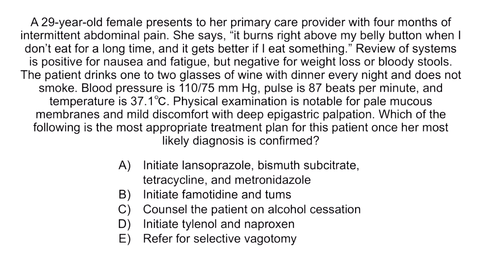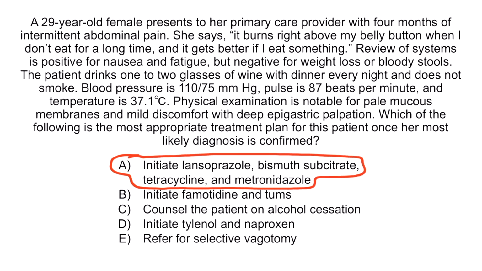Which of the following is the most appropriate treatment plan for this patient once their most likely diagnosis is confirmed? A. Initiate lansoprazole, bismuth subcitrate, tetracycline, and metronidazole. B. Initiate famotidine and Tums. C. Counsel the patient on alcohol cessation. D. Initiate Tylenol and naproxen. Or E. Refer for selective vagotomy. The correct answer is A. Initiate lansoprazole, bismuth subcitrate, tetracycline, and metronidazole.